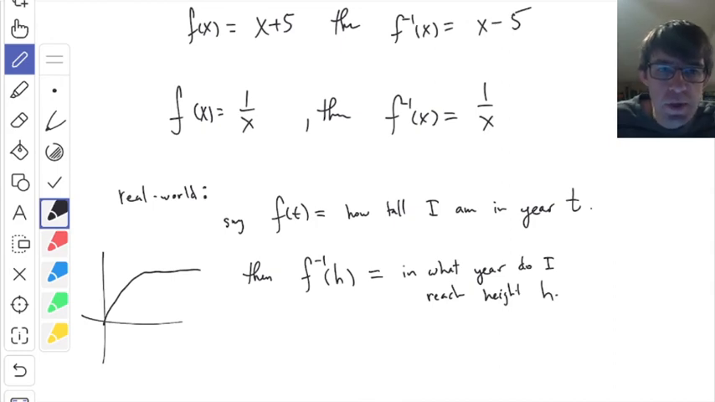This is the opposite. So f of t takes a time and tells you the height. The inverse should be the other way around. It takes a height and it tells you the time, right? In what year do I reach a certain height? It gives you the time associated with the height. This is the opposite kind of function. It describes the same relationship, but the other way around. Instead of giving you the height for each time, it gives you the time for each height. All right? This is how the inverse works in the real world.